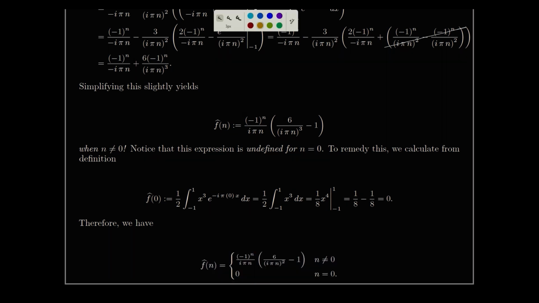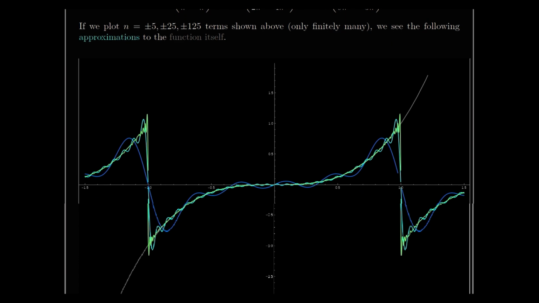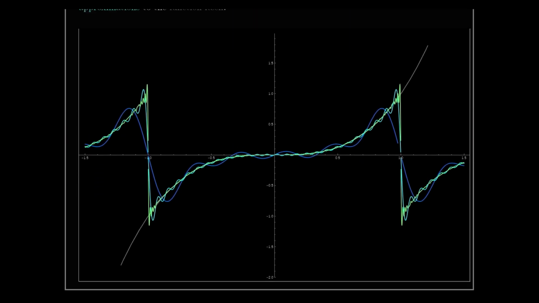So this is useful, keep in mind, because recall then that x cubed should be equal to the following series: f hat n, as given on the left, e to the i pi n x, when n ranges from minus infinity to plus infinity. So we're expecting something like this to be true, and if I scroll down, I can go ahead and plot it. And we've plotted it now.